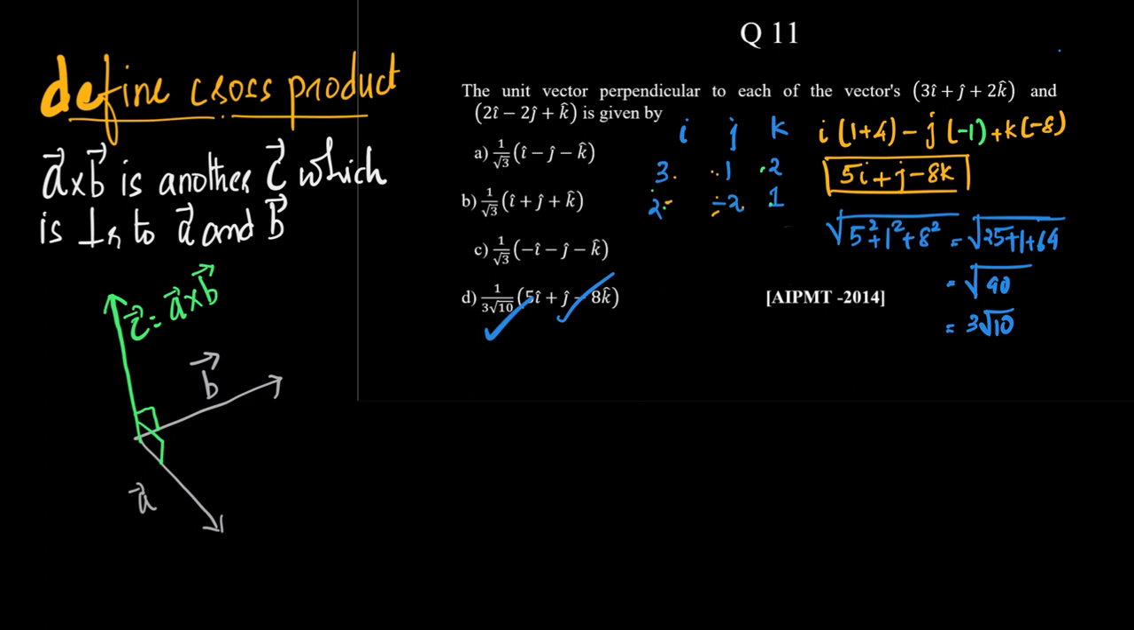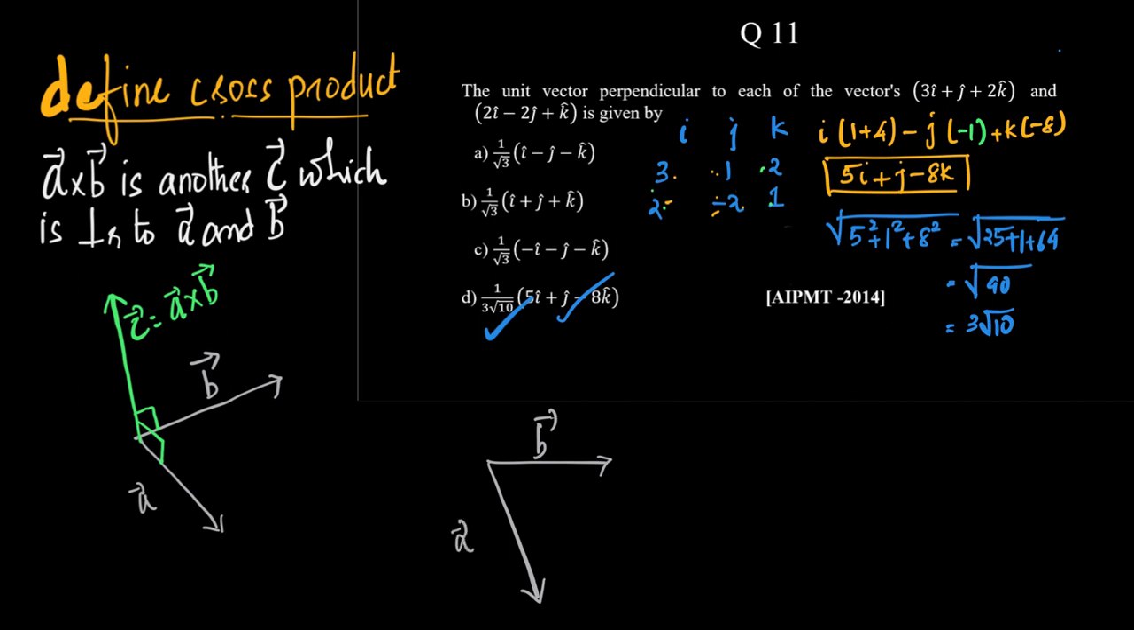Now another thing we need to understand, and let's say one more thing and we'll be done with it. Let's say we have vector A here, and let us take this vector B. So this is vector B, this is vector A.